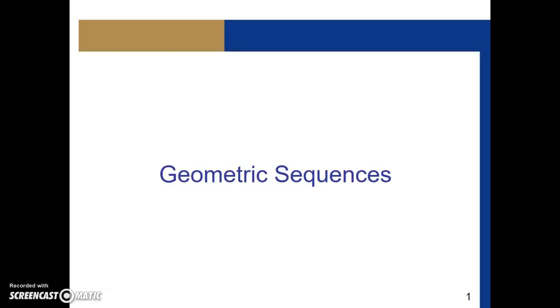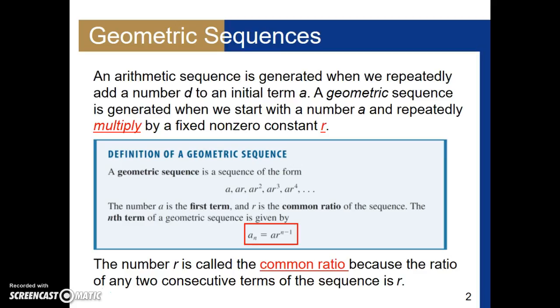Another type of sequence that we're going to talk about is a geometric sequence. In arithmetic sequences, there's a common difference that's added to each term, and we'll see in geometric sequences there's a common ratio that's multiplied by each term. So in a geometric sequence, we start with a number a, just like all the other sequences, and then we repeatedly multiply by a fixed non-zero constant.